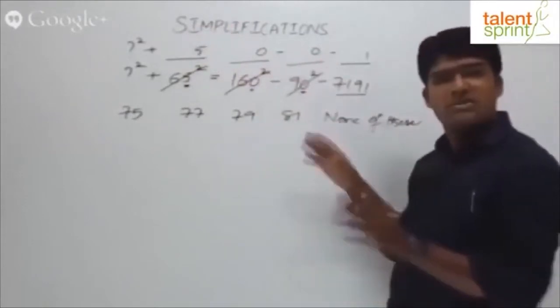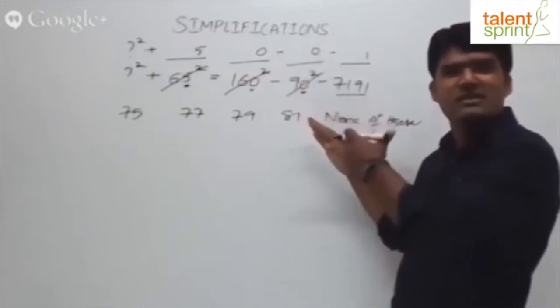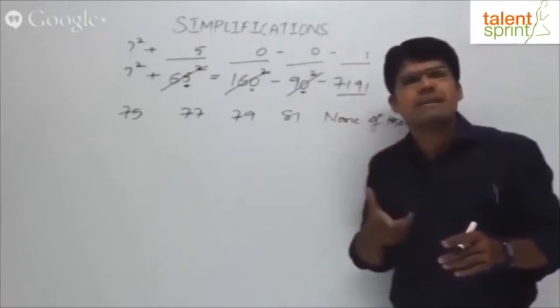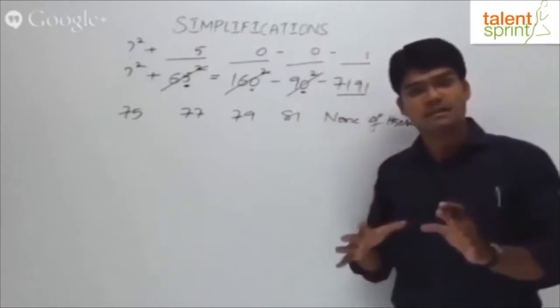0 minus 0 is 0. One number ends in 0, the other number ends in 0. So 0 minus 0 is 0. 0 minus 1. Now here comes a very important point. 0 minus 1 is what? Minus 1? Yes, minus 1. 0 minus 1 is minus 1.